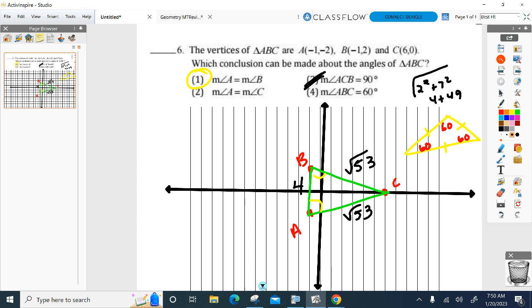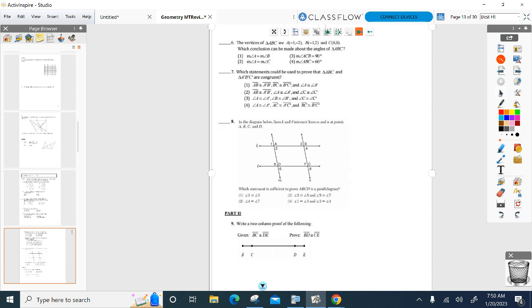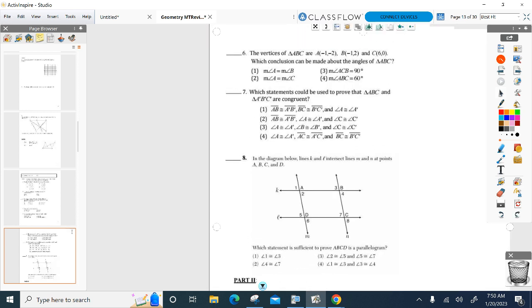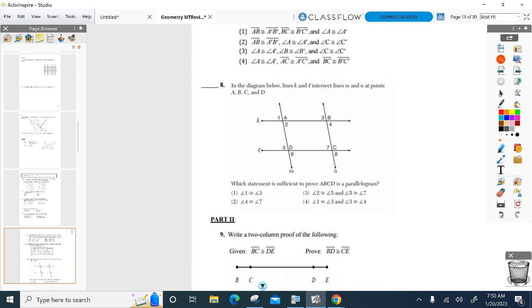8? Which statement is sufficient enough to prove ABCD? All right, let me blow this up first. ABCD. All right, let's go through the choices and why or why not it makes it a parallelogram.